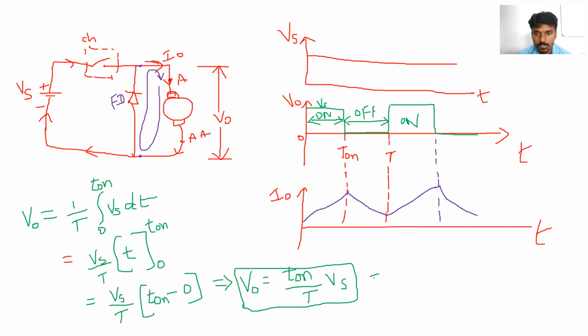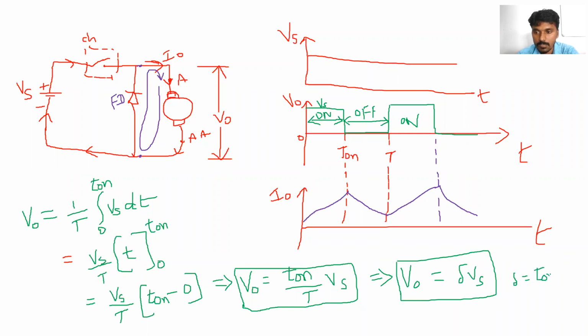This equation can also be written in terms of duty cycle. V0 is equal to delta into Vs. Here delta is the duty cycle, delta is equal to T on upon capital T. The ratio of the on period to the total time period is called the duty cycle. So the output voltage V0 is equal to delta into Vs.